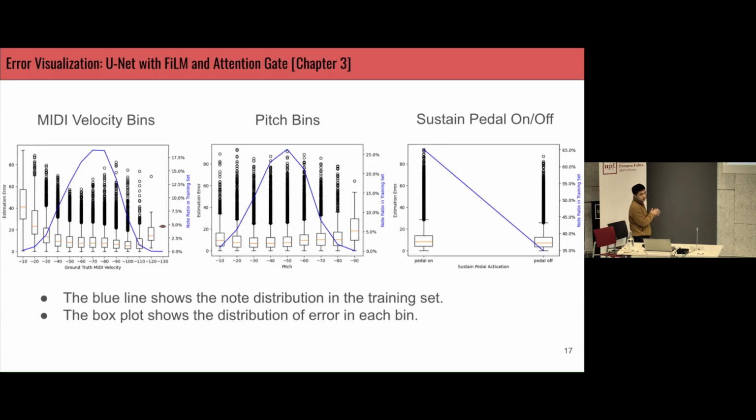Then let's go into the error analysis, where we make mistakes. I allocated the MIDI velocity estimation results into each bin of MIDI velocity, bin of pitch, and bin of sustain pedal on and off. This blue line indicates the distribution of the notes in the training data. Most of the training data is performed between velocity 40 and 100. Very soft notes and very loud notes are quite rare in the test data.